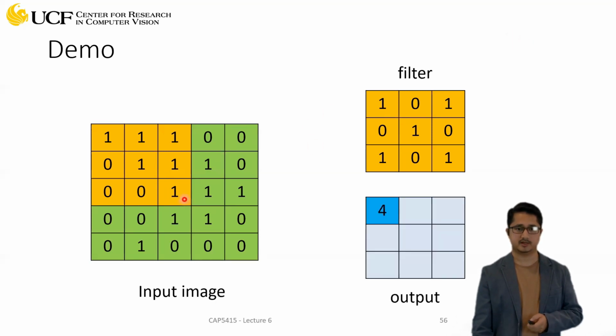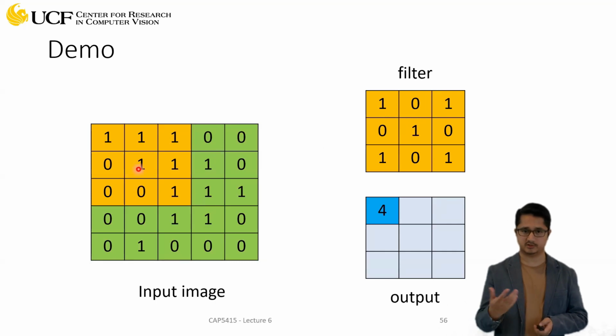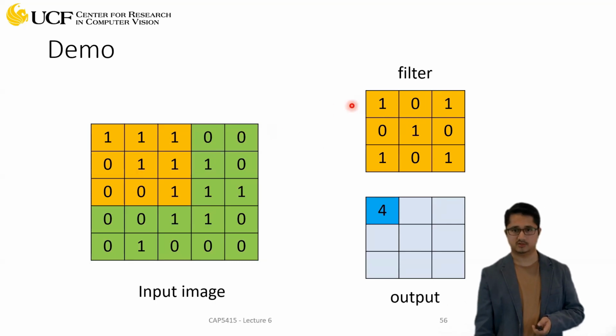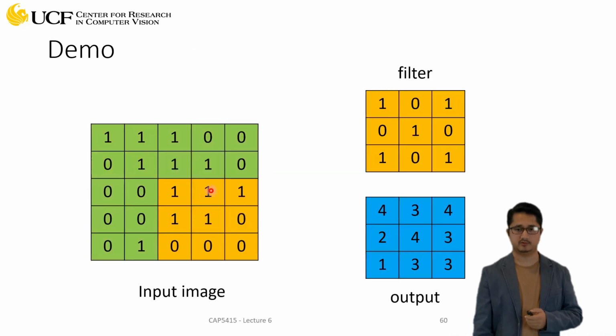You can apply it at this location. Again, it's element-wise multiplication. You know how to perform filtering. You just perform element-wise multiplication and add those values. It's going to give you 4, 3, again a 4. You can keep doing that, okay?